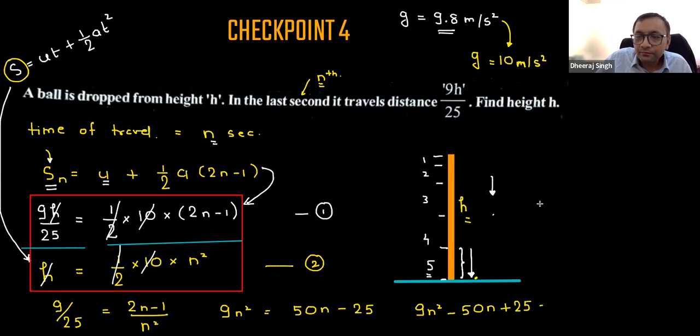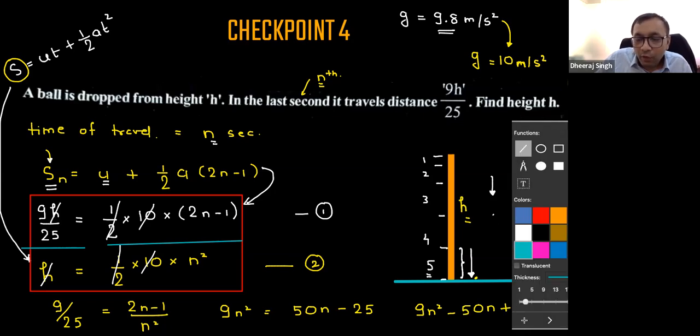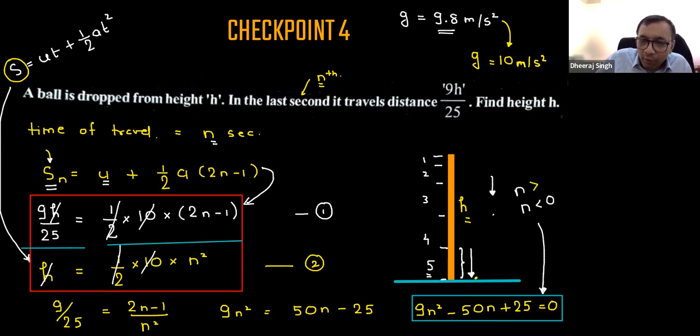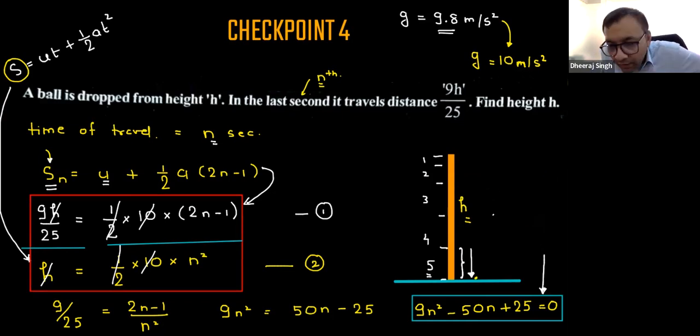All right. Now, what if one of the roots comes out to be negative? If n comes out to be negative, then what you'll do? From this equation, let's say one value is less than zero and other value is more than zero. Then what do you do? Take more than zero, ignore the one less than zero. Time taken cannot be less than zero. Fine. Okay. So this is how you solve this particular question.